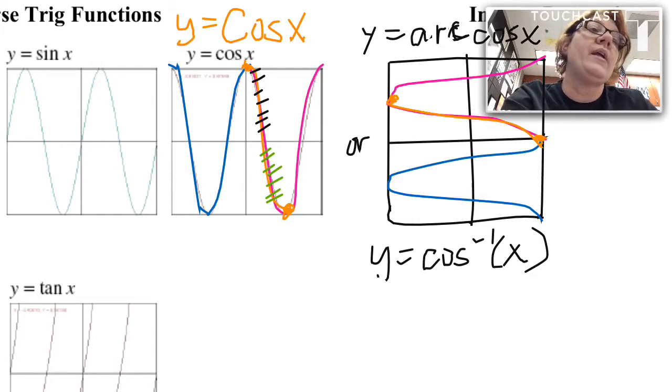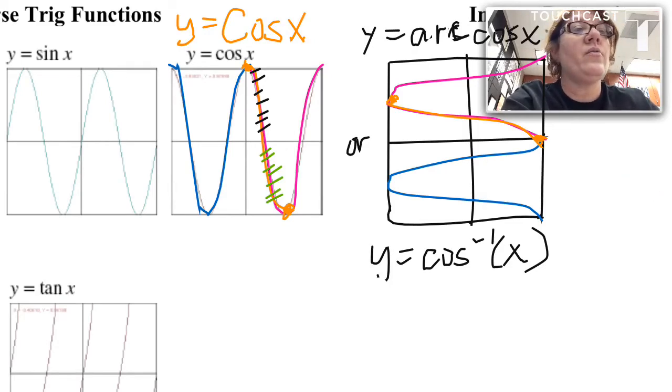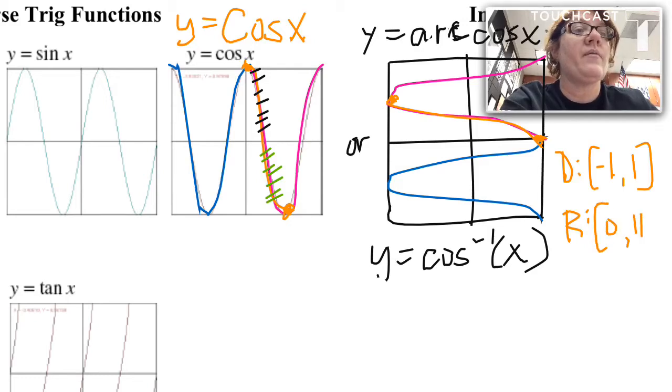So now my range is from 0 to 1, and just kidding, the domain, I meant to say domain. Just kidding, let's try that again. The domain values are from -1 to 1, and the range values are from 0 to pi.